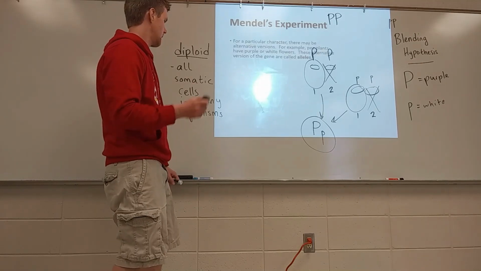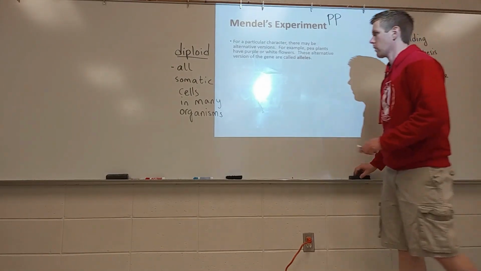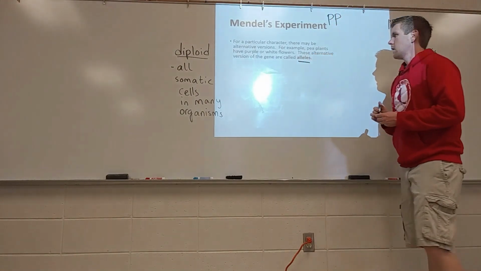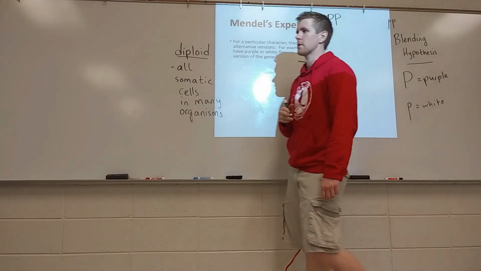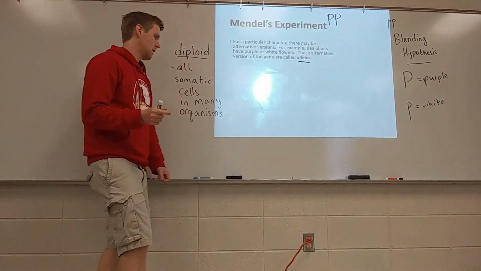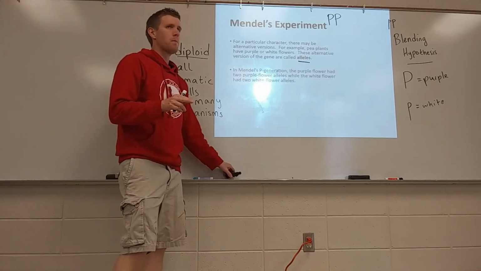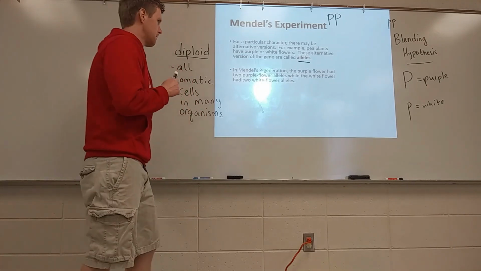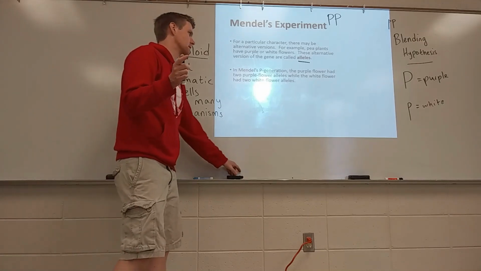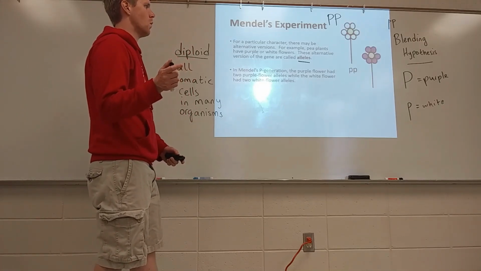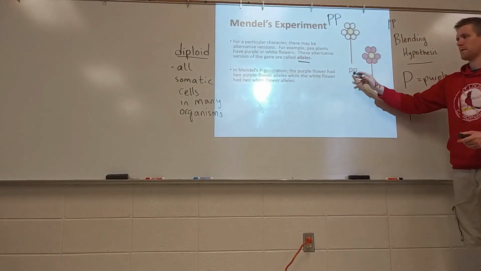Move on here. So here's the word that I used a little while ago that we hadn't defined yet. The word is allele. An allele is an alternate version of a gene. So alternative versions of a gene are called alleles. All right? In this example, purple allele and white allele. In Mendel's P generation, the purple flower had 2 purple alleles, while the white flower had 2 white alleles. Big P, big P, little p, little p.